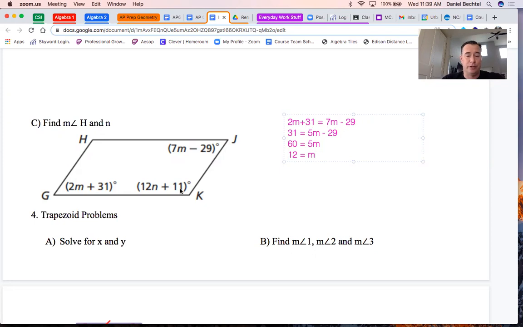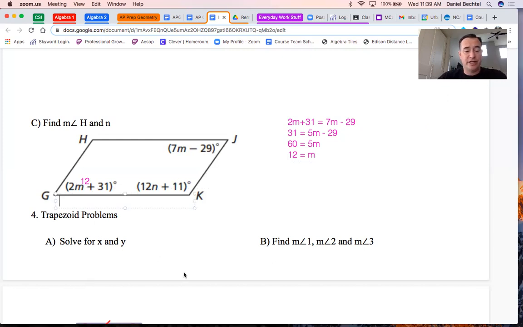All right, so far so good. Now, I think finding this angle here is going to be important so that we can then subtract. So if I do this one right here, and if I plug a 12 in for M, 2 times 12 is going to give me 24. 24 plus 31 is going to be 55 degrees as this angle G.